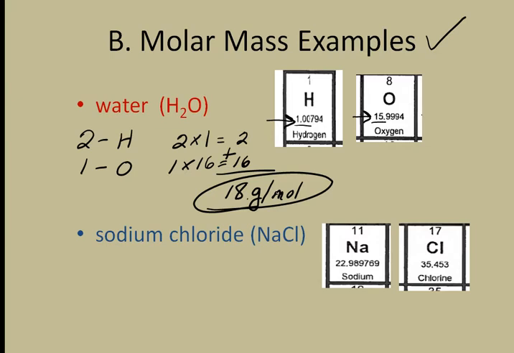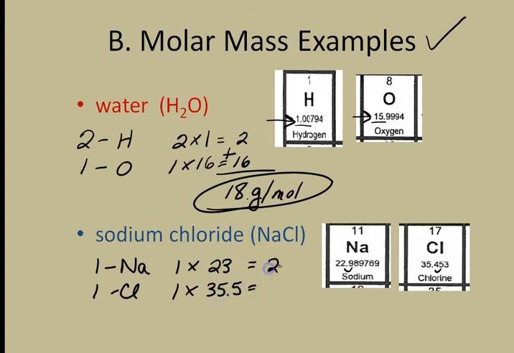Here's an example with sodium chloride. So I have 1 sodium and I have 1 chlorine in this compound. So that would be 1 times my molar mass, which is 23. Notice how I'm rounding up. And then the chlorine is 1 times... Here it doesn't round up so nicely because it's so close to 35.5, so we use that to the tenths place.